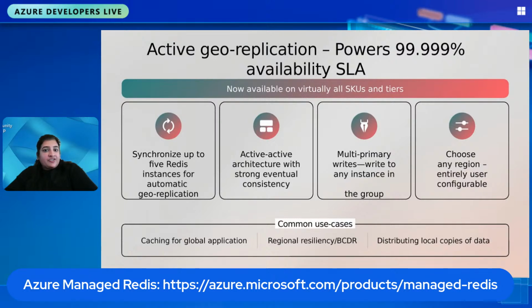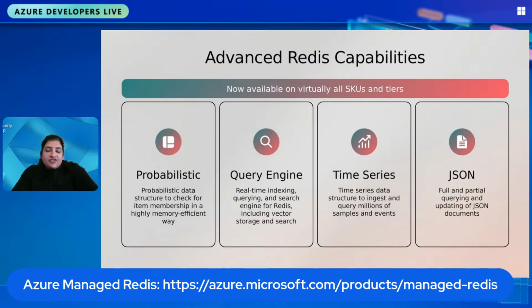These kind of replications are very commonly used for business continuity and disaster recovery scenarios, and also for global applications that want to keep a local copy of data locally. So geo replication is a great feature from that perspective.